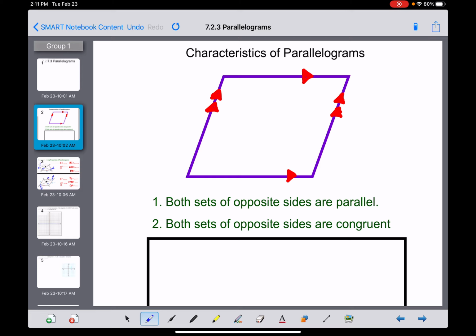The next characteristic is that both sets of opposite sides are congruent. That means my top and bottom lines are congruent. The left and right lines are also congruent. Once again, 1 hash mark for top, 2 for the sides.